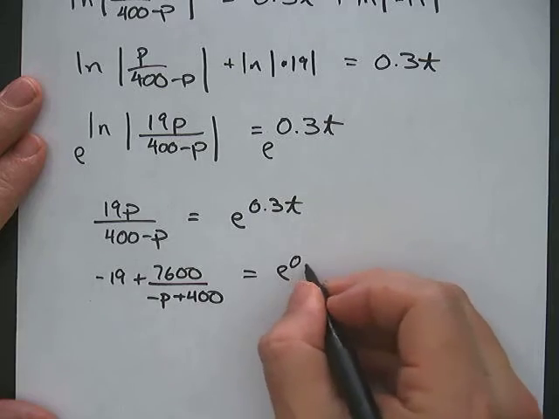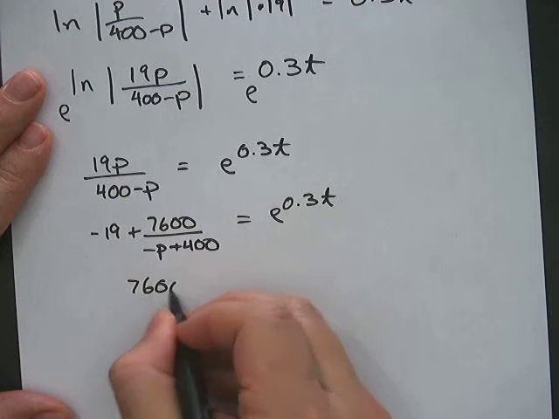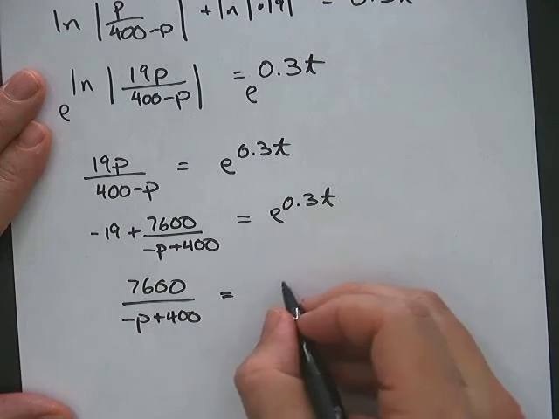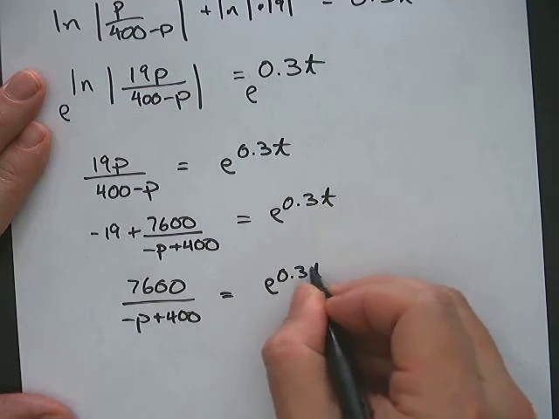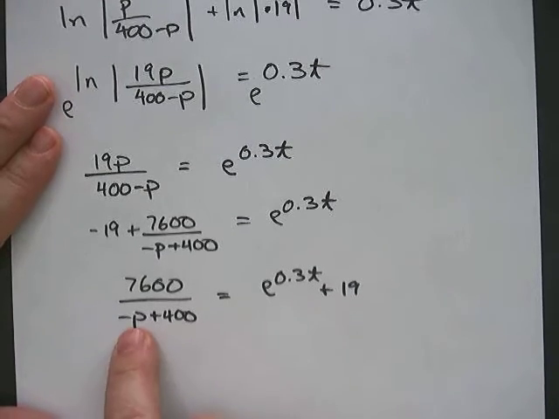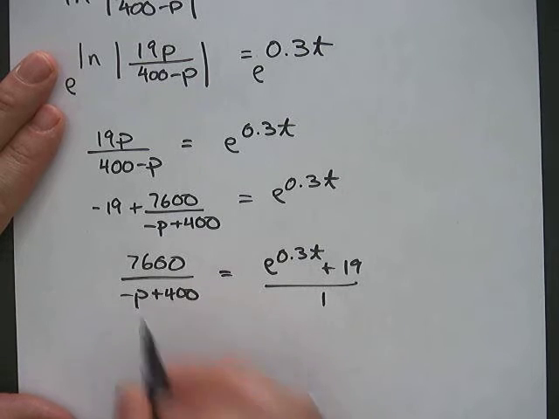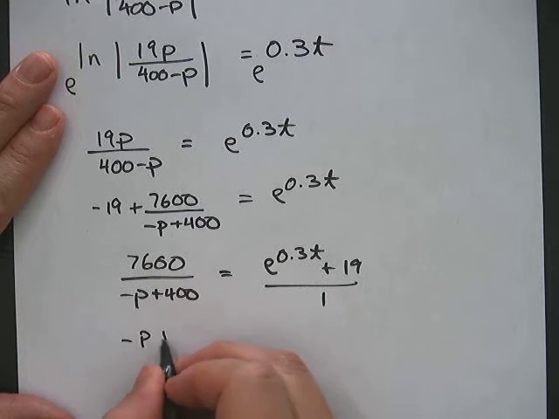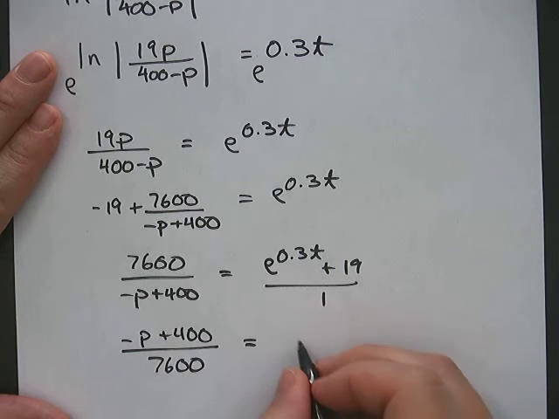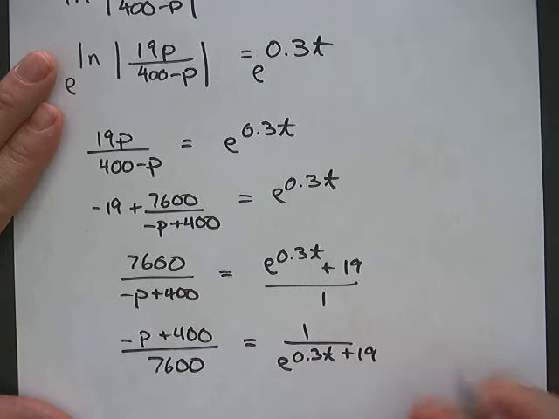Equals e to the 0.3t. So I can move the 19 to the other side: 7600 over negative p plus 400 is equal to e to the 0.3t plus 19. Now I can flip both of these fractions. This is a fraction, there's a 1 under it, so I can flip both. That gets my variable to the top. So negative p plus 400 over 7600 is equal to 1 over e to the 0.3t plus 19.